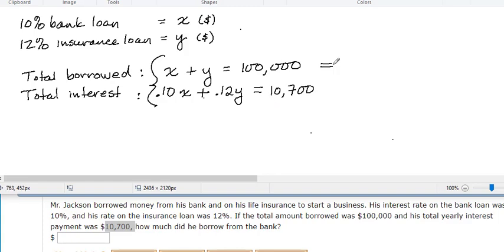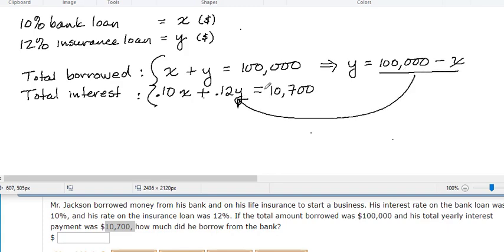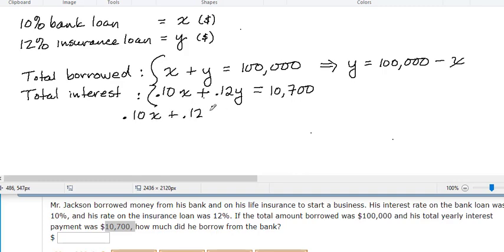I need to substitute, so I'll go to the easier equation and isolate one of the variables. I'll just isolate y. So I'll subtract x from both sides. Y would be 100,000 take away x, and then take that expression, plug it into the other equation in place of y. Second equation becomes 0.10x plus 0.12 times (100,000 take away x) equals 10,700. Now that I only have one variable, I can go ahead and solve the equation.